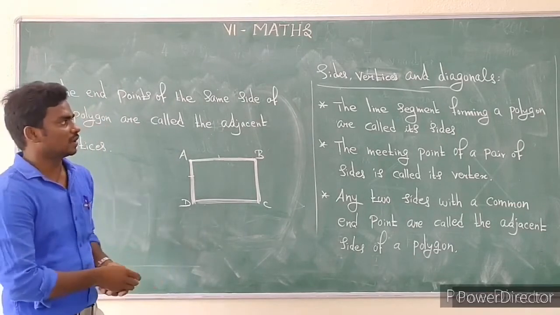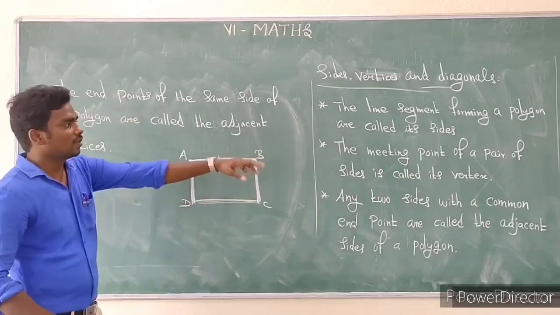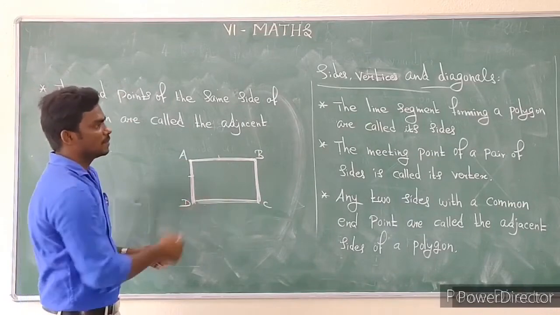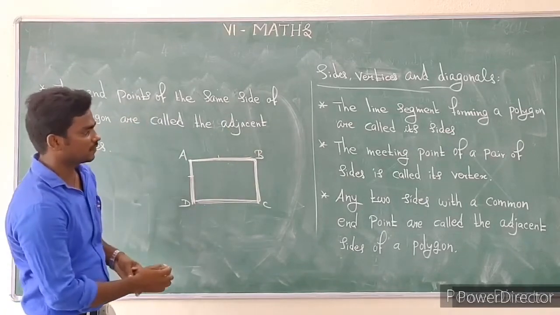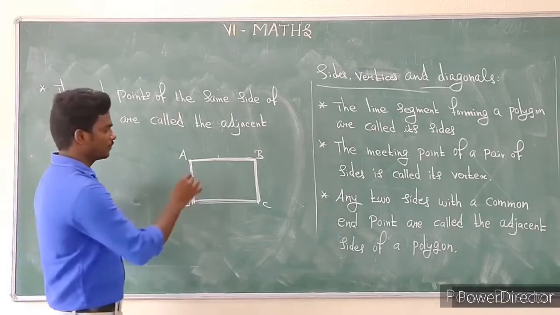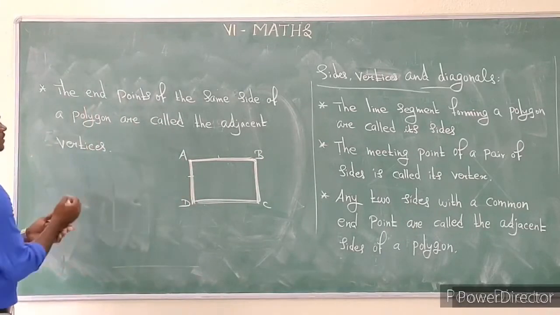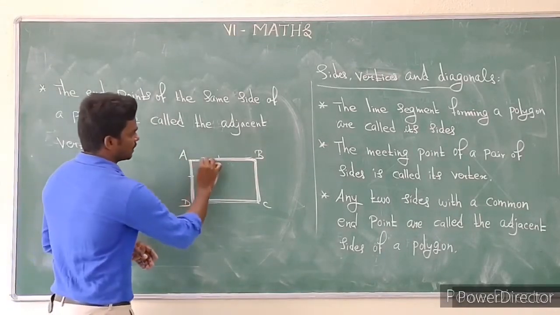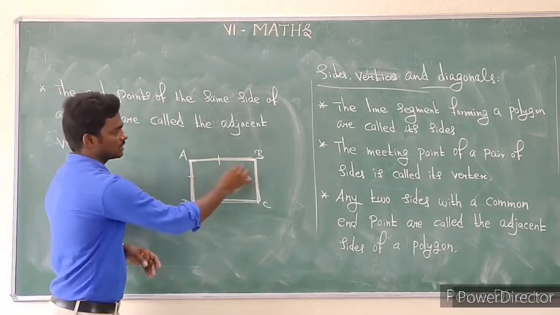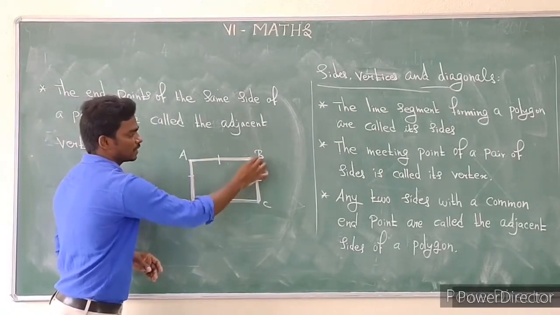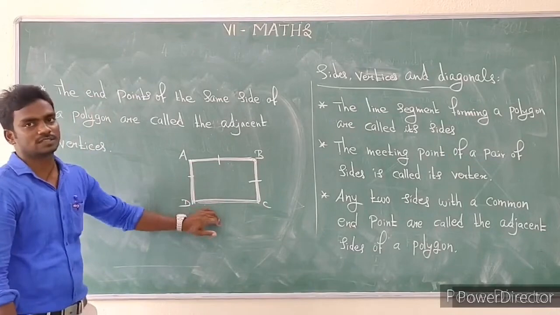So what did we discuss here? Sides. What is a side? The line segment forming the polygon. So each line segment is called a side of this polygon. What is a vertex? Vertex means the meeting point of a pair of sides. What are adjacent sides? Any two sides with a common point. These two sides have the common point A and are called adjacent sides. And what are adjacent vertices? The end points of the same side of the line segment are called adjacent vertices. So these two lines are called adjacent sides, and these two vertices are called adjacent vertices. So we learned what is a side, vertex, adjacent sides and adjacent vertices.